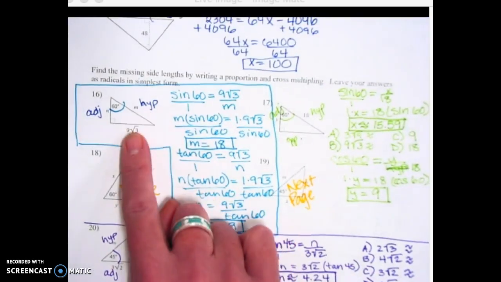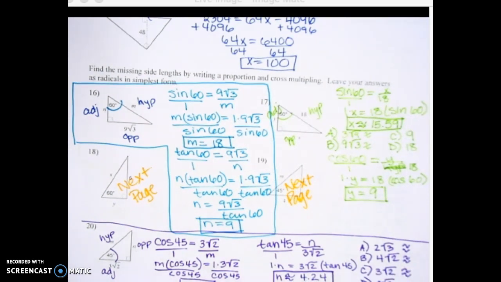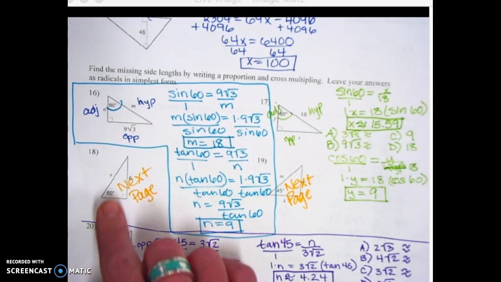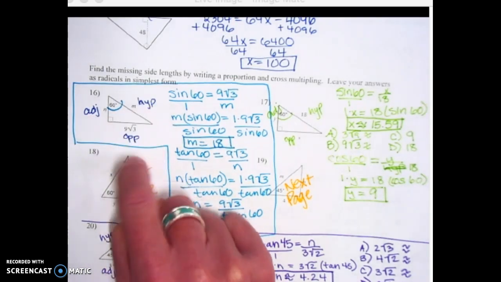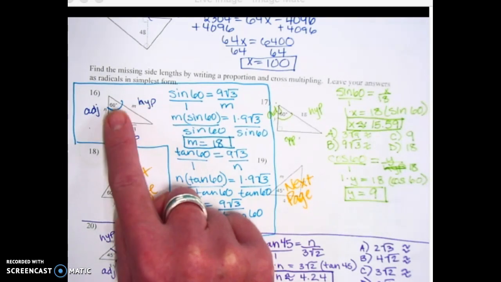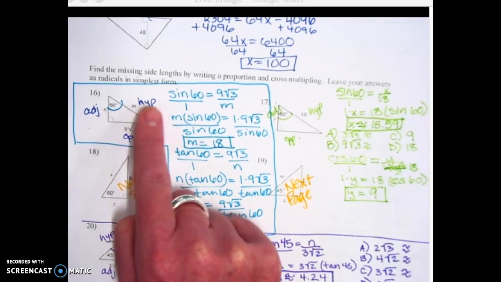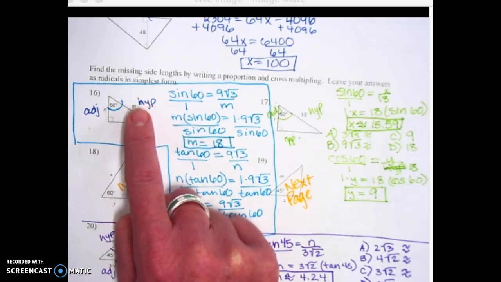Down at the bottom, numbers 16 through 20, the directions say find the missing side lengths by writing proportions and cross multiplying. Leave your answers as radicals in simplest radical form. So I found the angle 60 degrees, and I labeled the sides what they were from that angle: opposite, adjacent, and hypotenuse.